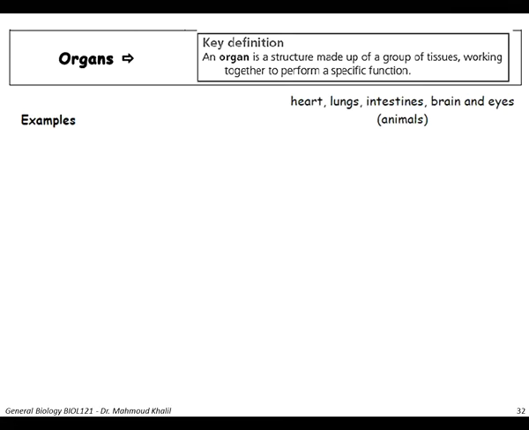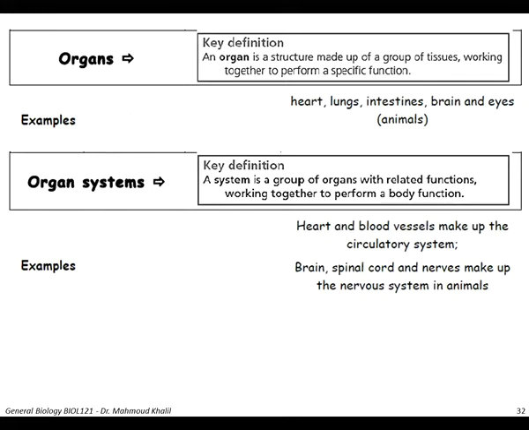When tissues combine together, they form an organ. An organ is a structure made up of a group of tissues working together to perform a specific function. Examples of that are the heart, lungs, intestine, brain, and eyes in animals. The organ system is a group of organs that collectively form a system. For example, the circulatory system consists of organs like the heart and blood vessels, while the brain, spinal cord, and nerves make up the nervous system in animals.